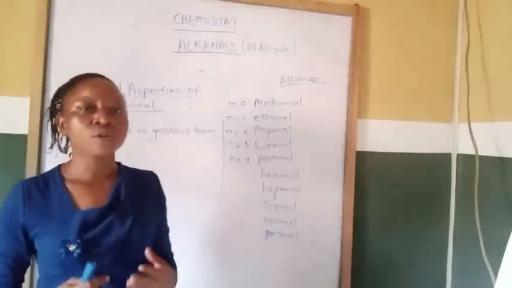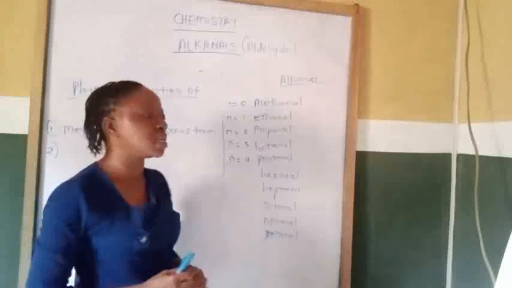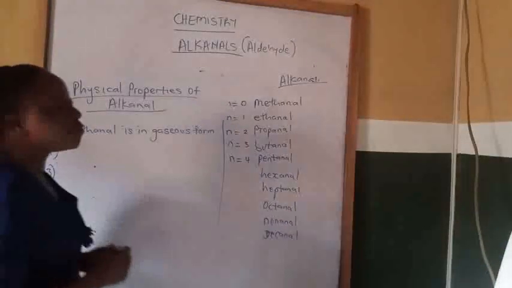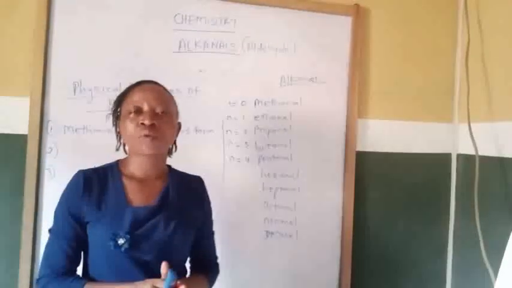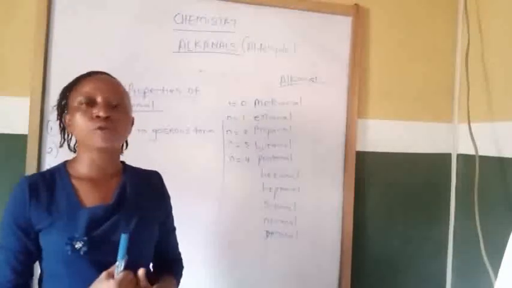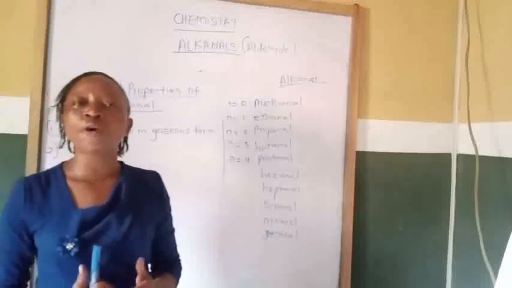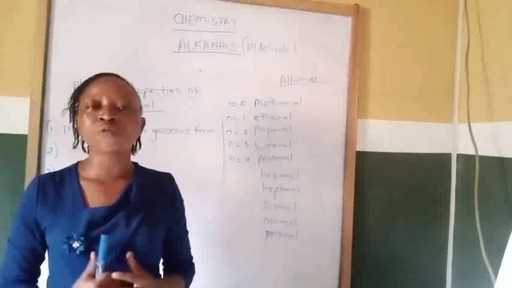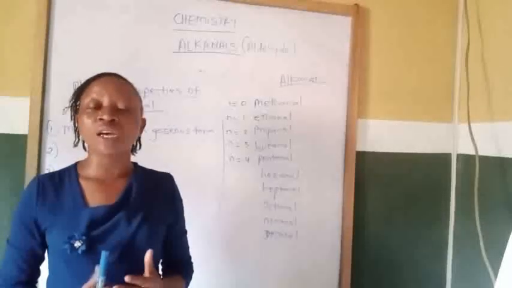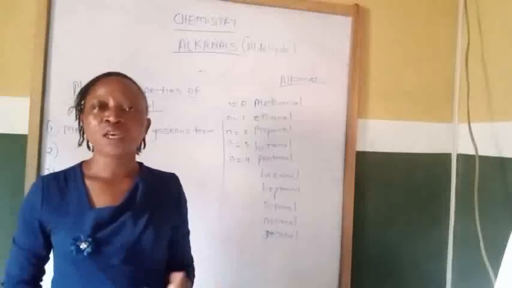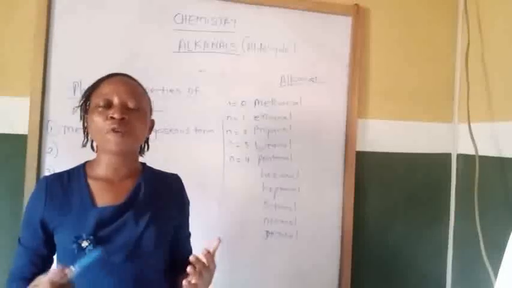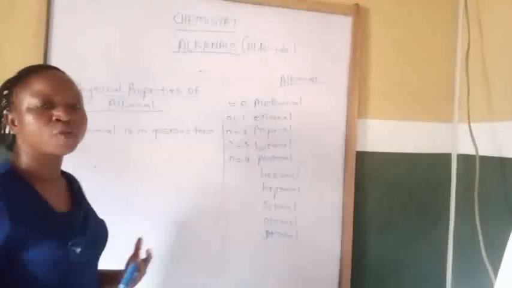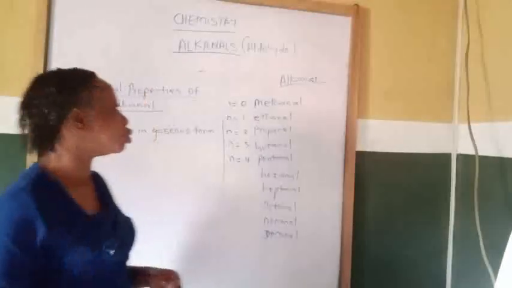They are soluble in organic solvents. That is number 2. Then number 3, a 40% aqueous solution of methanal will lead to the formation of formalin. What is the function of formalin? We use formalin in biology for the preservation of biological specimens.